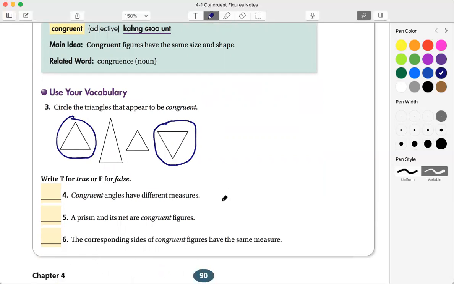All right, now let's write true or false. Number 4, congruent angles have different measures. Well, that's false. In order to be congruent, it must be the same. Number 5, a prism and its net are congruent figures. This is false. They have to be the same. So a prism is not the same shape as a net. Number 6, the corresponding sides of congruent figures have the same measure. That is true.